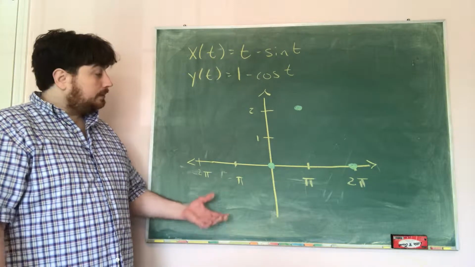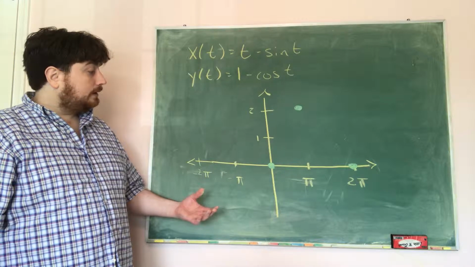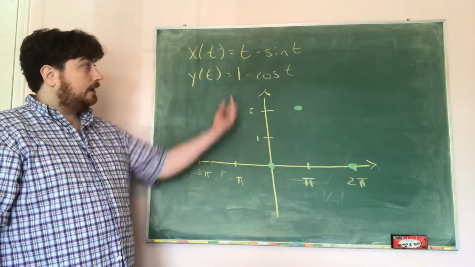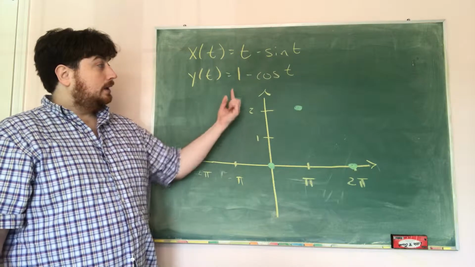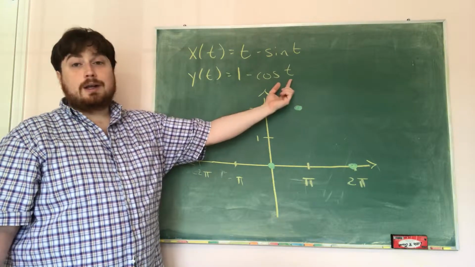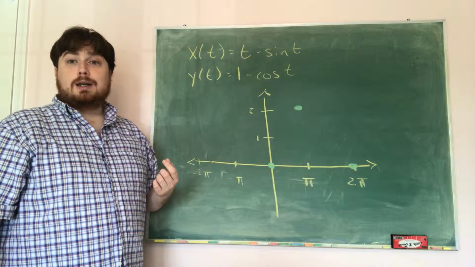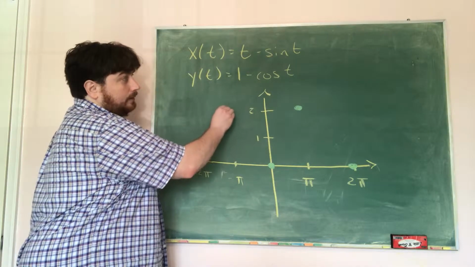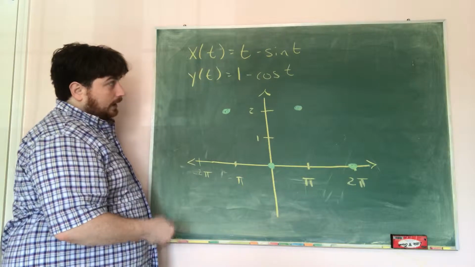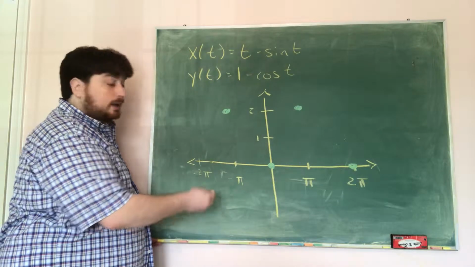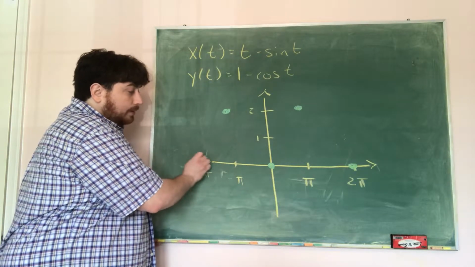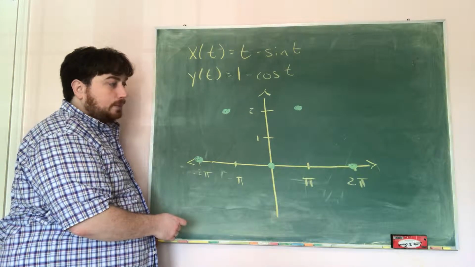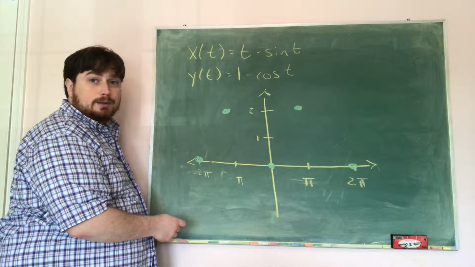Just to give me a little bit more view of what's going on, I'm going to also plug in negative pi, at which point I'll get negative pi minus 0 for x, and 1 minus cosine of negative pi. Cosine of negative pi is negative 1, so I end up with (negative pi, 2). And if I plug in negative 2 pi, I'm just going to get x is negative 2 pi, y is 0. Now at least I have some points that I can play connect the dots with.